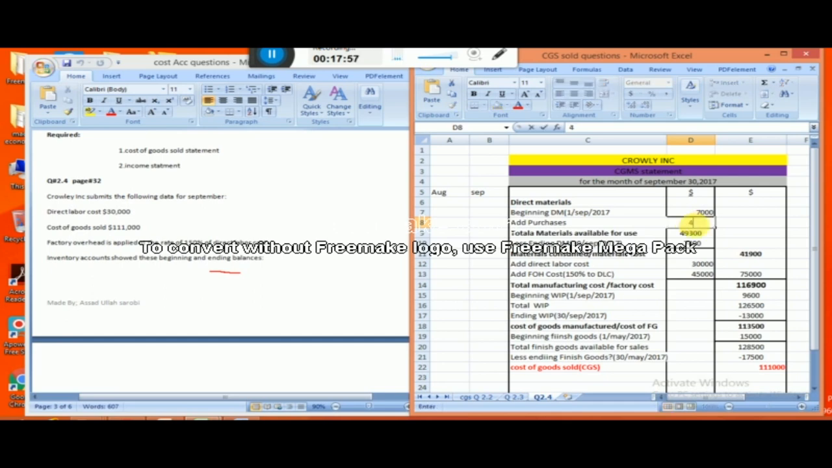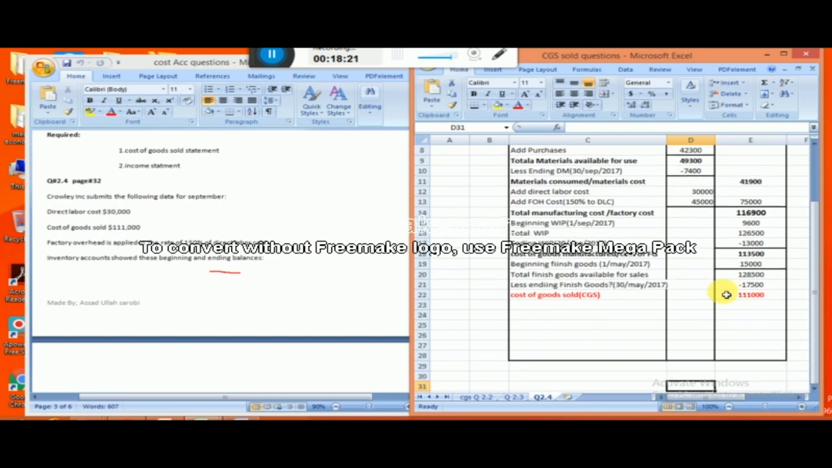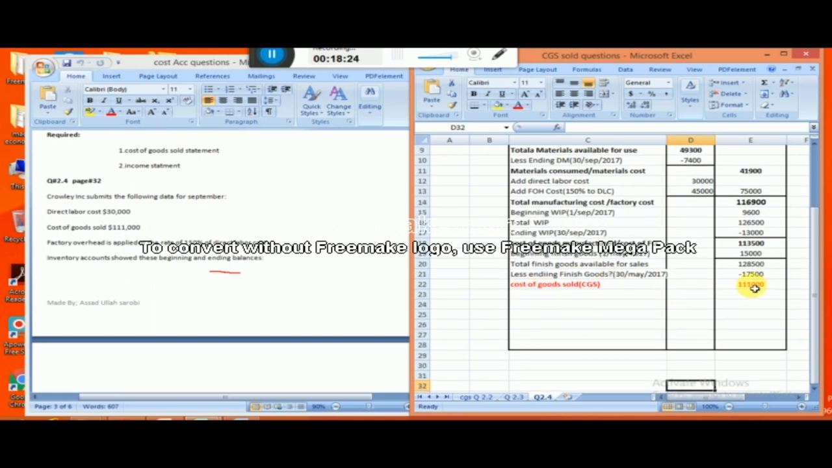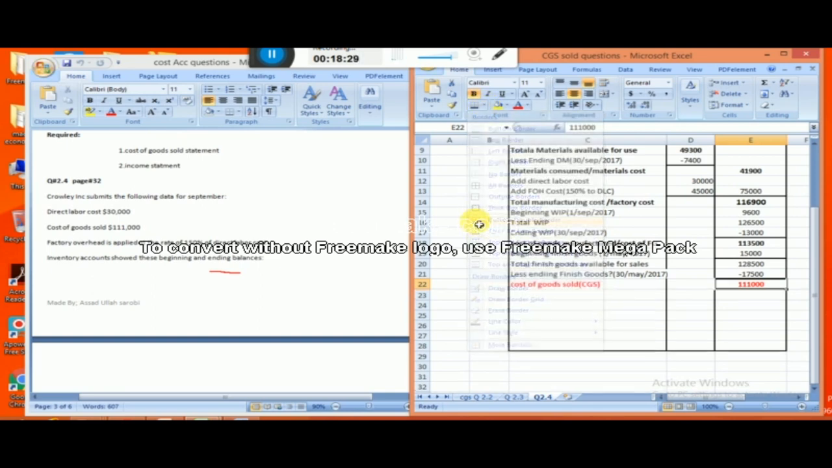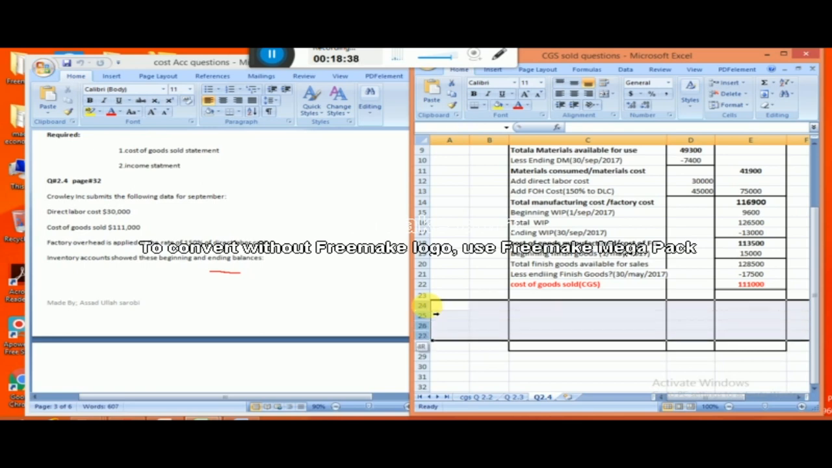So 42,300. Now look, if we add 42,300 with 7,000, it gives us 49,300. So this was our CGS statement by the reverse method. It means we calculated the CGS statement and here we put the double lines. Double line in accounting means that we don't have anything after this.